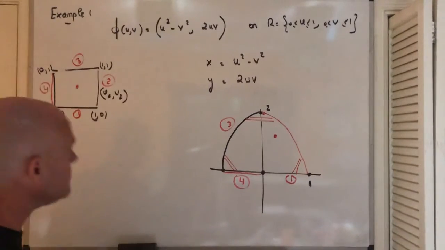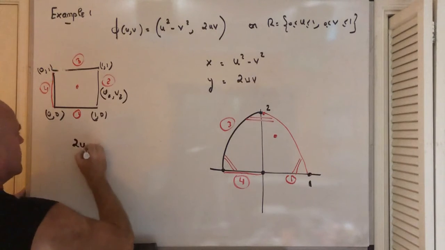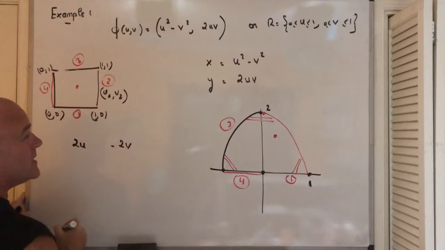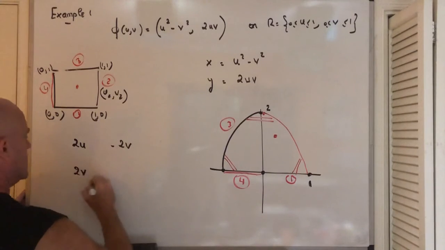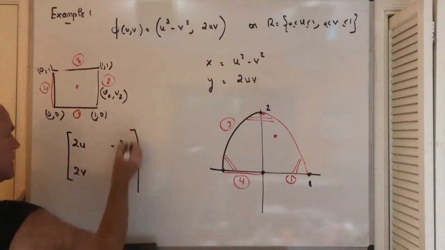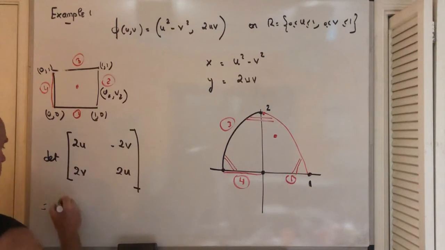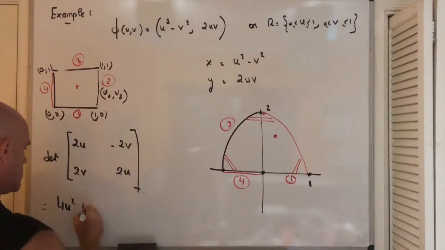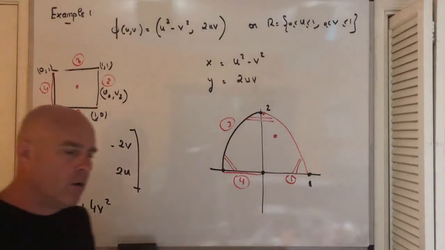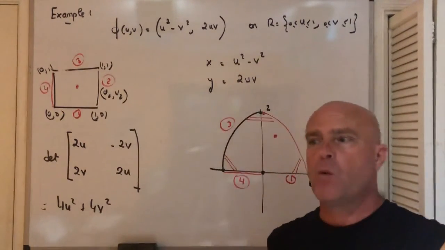So dx over du is 2u, dx over dv is minus 2v. What is dy over du? You get 2v, and then 2u here. So what is the determinant of this matrix? It's equal to 2u squared, 2u to the square makes 4u squared, plus 4v squared. Observe that this is something which is never vanishing. Actually, we are always tempted to say that if the determinant is not vanishing, then the map is 1-to-1.